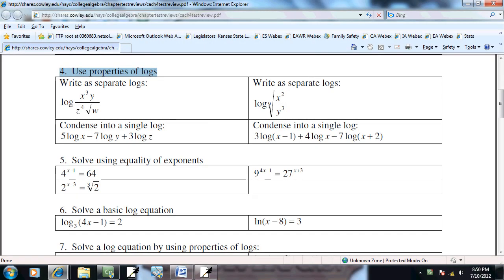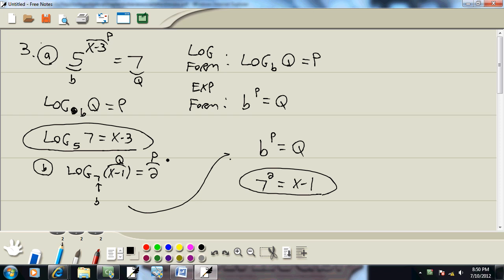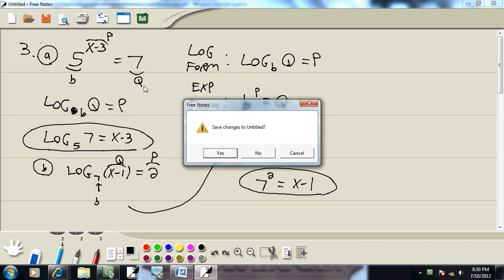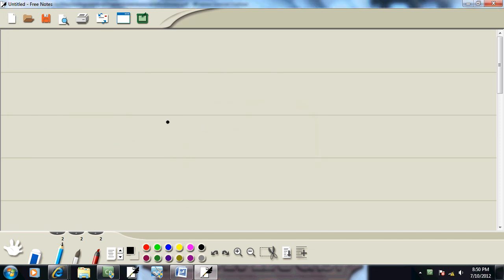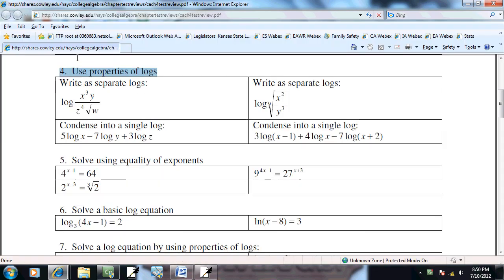Let's take a look at problem number 4. This is using properties of logs. And this is the fourth type, I guess I should say. This is 4 separate problems here. Take a look at our first one.